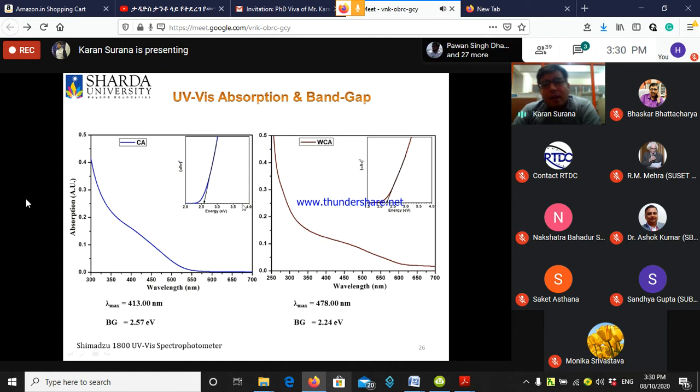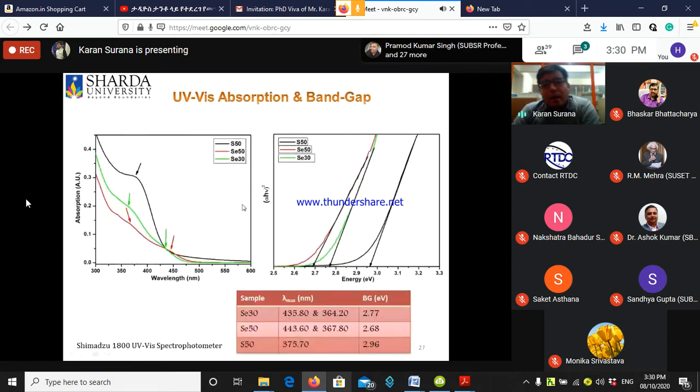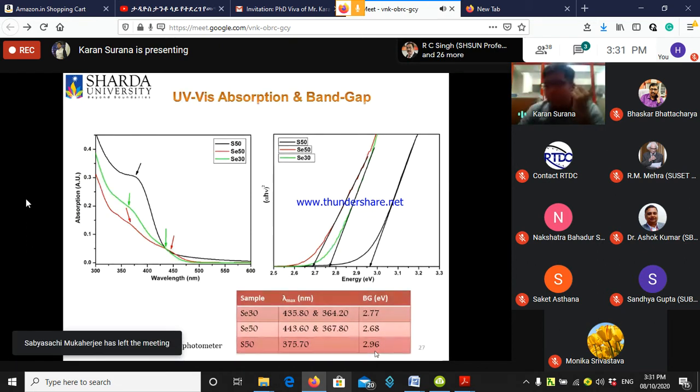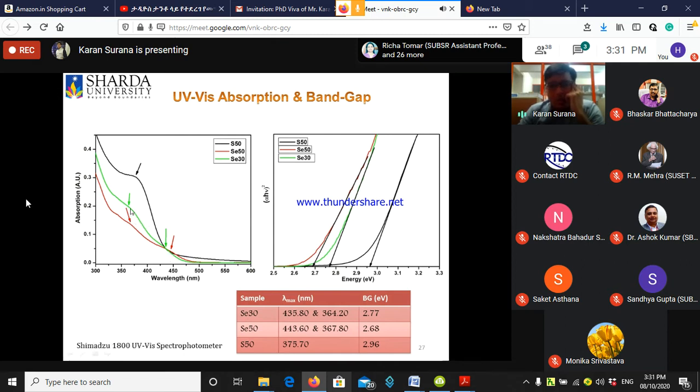Next, the usual absorption of the CDSE QDs, which are prepared with mixed solvent, and CDS quantum dots. For CDS quantum dot, a single absorption maxima was obtained at 375 nanometers, and the obtained band gap was 2.96 electron volts. The bulk band gap of CDS quantum dots is 2.42 electron volts, so there is a major shift in the band gap.